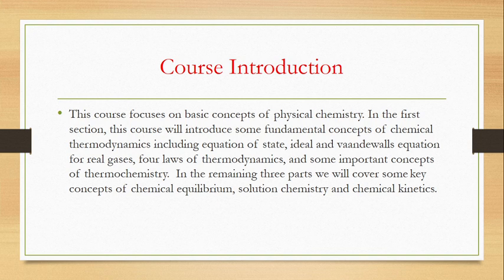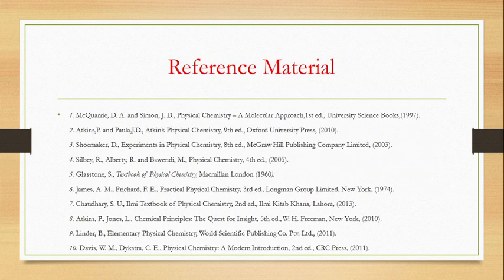Basically, this is the course introduction of Physical Chemistry 1. This course basically focuses on some basic concepts of physical chemistry. We will introduce some fundamental concepts of chemical thermodynamics, including equation of state, ideal and real gas equations. Moreover, we will elaborate 4 laws of thermodynamics, and also we will focus some concepts on thermochemistry. Moreover, the remaining parts will carry some key concepts about chemical equilibrium, solution chemistry, and chemical kinetics will also be discussed thoroughly. These are all the reference books we have.